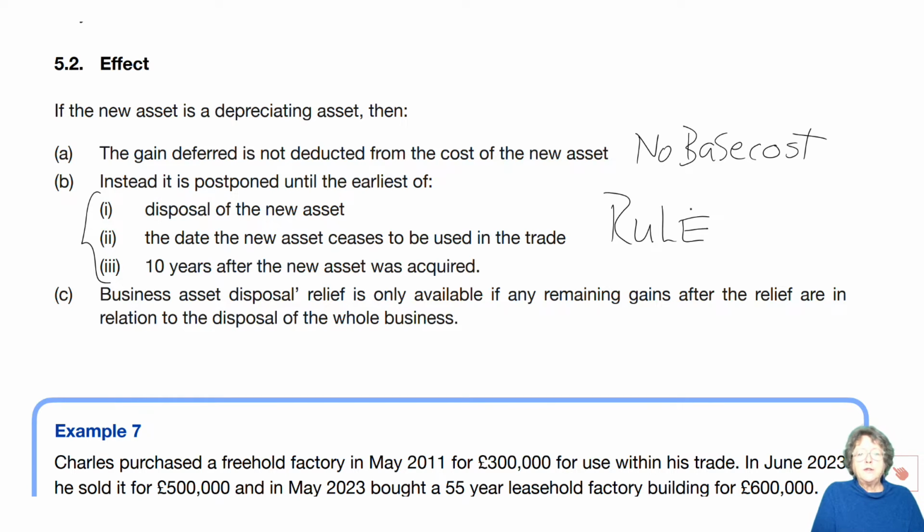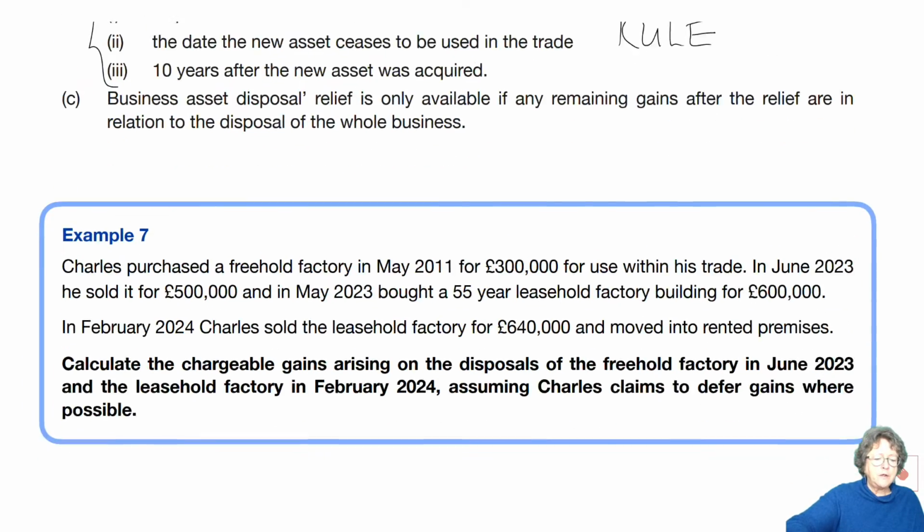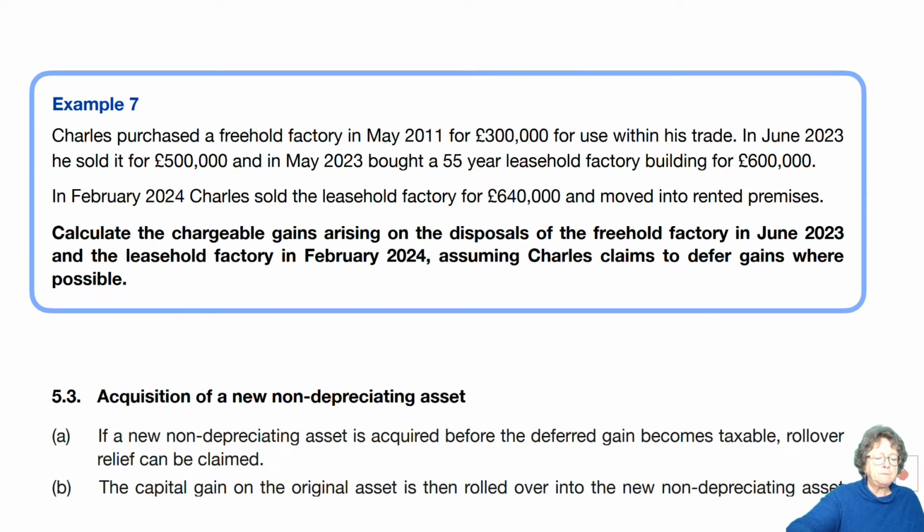So the earliest of the disposal of that asset that you've bought, the date it ceases to be used in the trade, or the full limit is 10 years. So BADR is only available if any remaining gains after the relief are in relation to the disposal of the whole business. So let's have a look at example number 7.